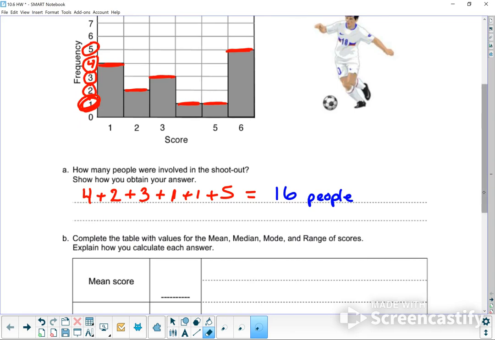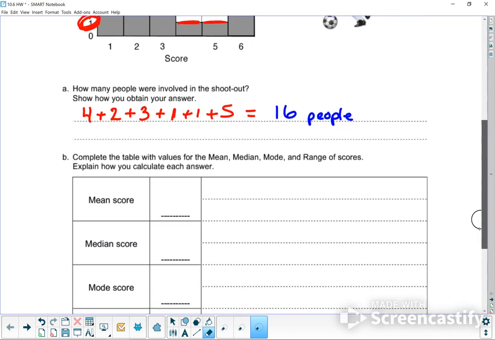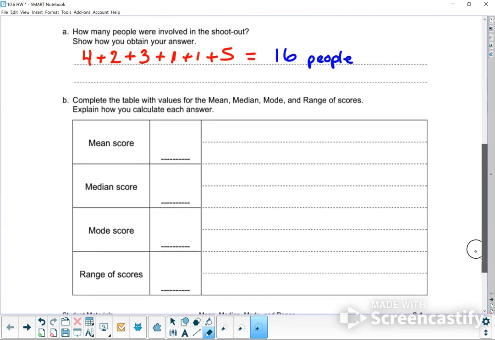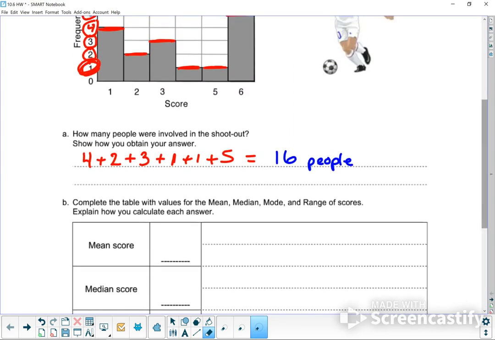All right, so complete the table below with the values for mean, median, mode, and range of scores, and explain how you calculated your answers. Okay, so the mean. To find the mean, remember in the last lesson, the mean represents an average. So to find the mean, you need to add up all the numbers.